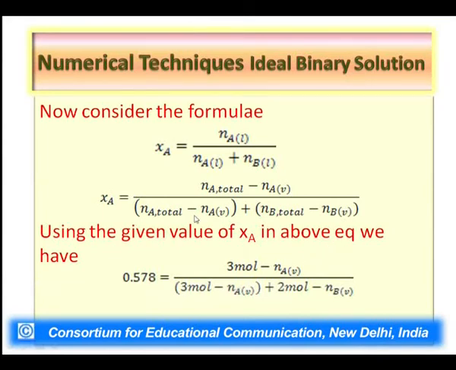So, if you can see, we are also given small xa, and we are given NA total, the number of moles, because we have been told that 2 moles of B and 3 moles of A have been mixed.